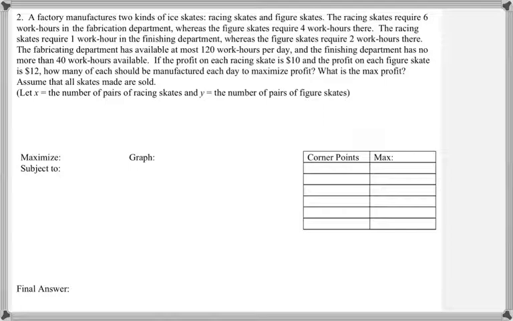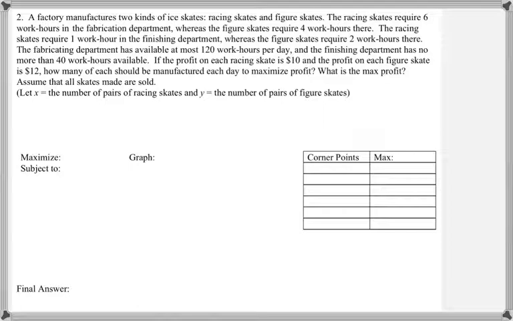The fabricating department has available at most 120 work hours per day, and the finishing department has no more than 40 work hours available. If the profit on each racing skate is $10 and the profit on each figure skate is $12, how many of each should be manufactured each day to maximize profit? What is the maximum profit? Assume that all skates made are sold, and we are letting x equal the number of pairs of racing skates and y equal the number of pairs of figure skates.